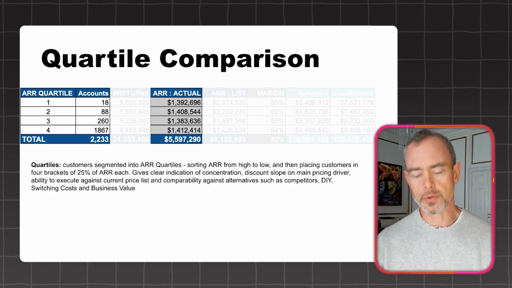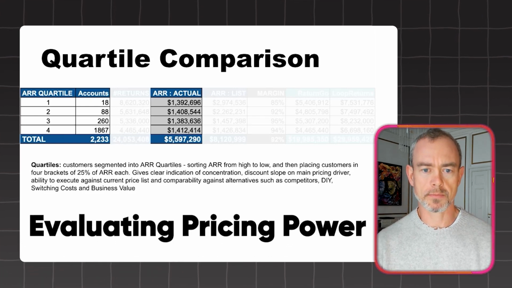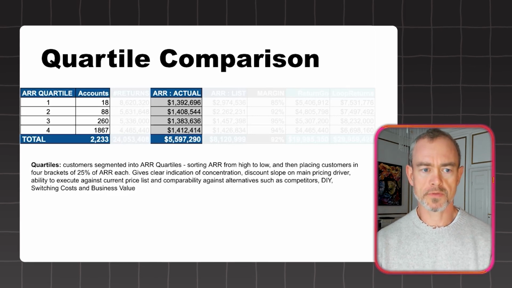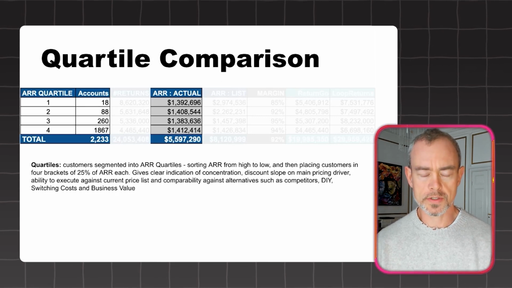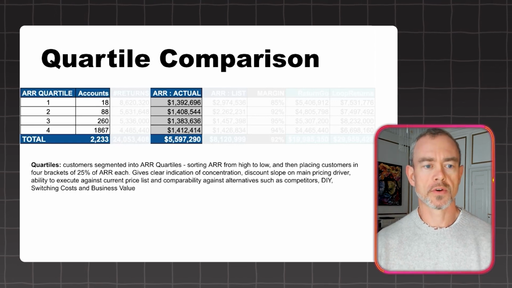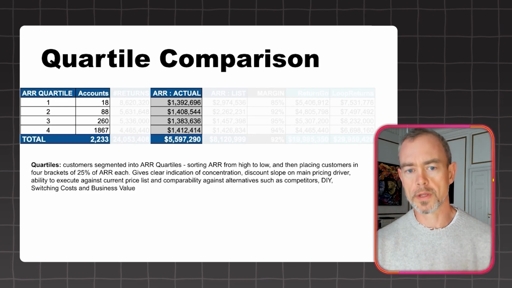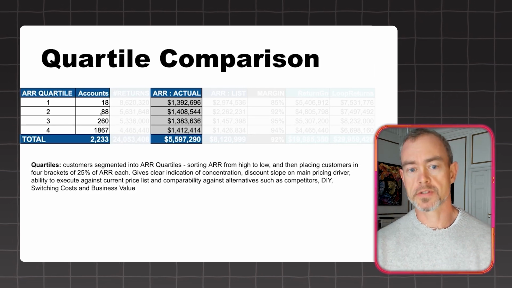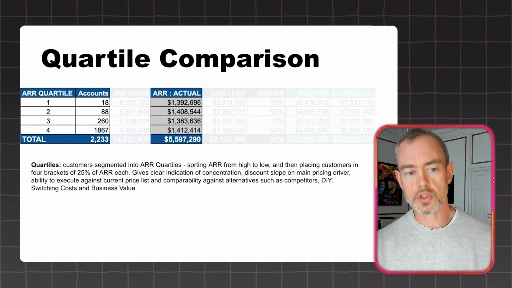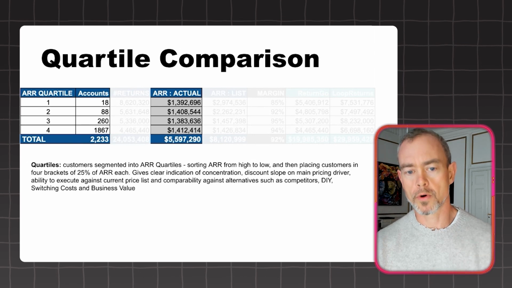And what I often do in order to segment customers when evaluating pricing power, or if we're off in some way, is that I just rank order all these customers from highest ARR to lowest. And then I just take 25% of ARR in 4 quartiles. So in this case, we have 18 customers that together constitute 1.4 million of ARR. Then we have 88 customers that are the next largest 1.4 million of ARR, all the way down to the smallest customers, 1,867 customers that are 1.4 million of ARR.